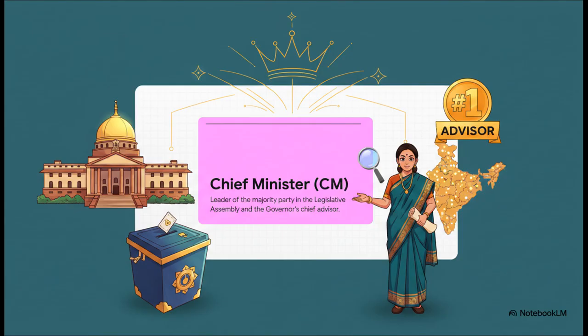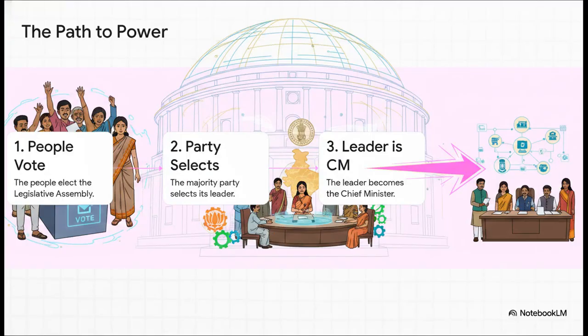The CM is the leader of the party that gets a majority in the state legislative assembly. And they're not just a leader. They're also the governor's chief advisor on, well, pretty much everything. And the path to becoming chief minister is all about democracy. It all starts with the people, with your vote. You elect your representatives to the legislative assembly. Then, the party that wins the majority picks its leader.